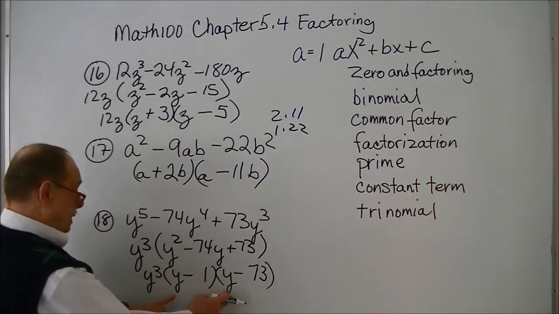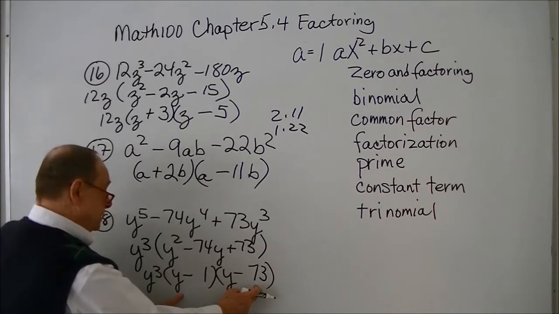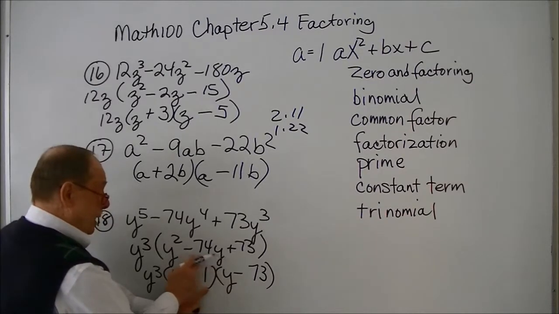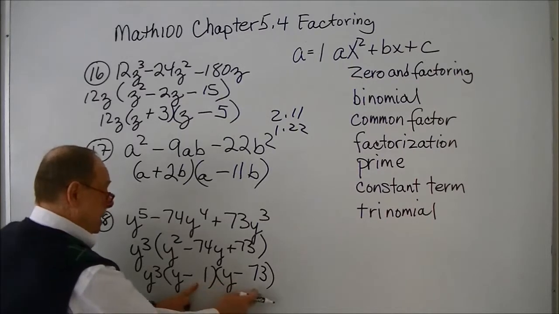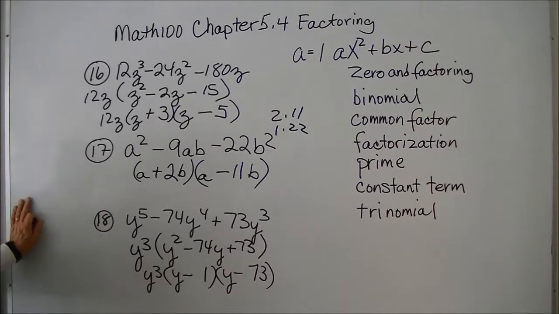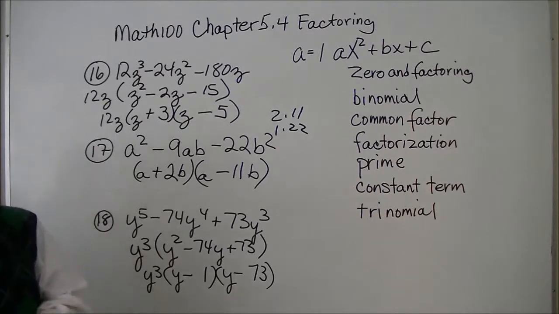So as we FOIL it, we get y squared. Our outers, a negative 73y. Our inners, a negative 1y, which adds up to a negative 74y. And then our last gives me a 73, positive. And again, you're going to have to practice this.